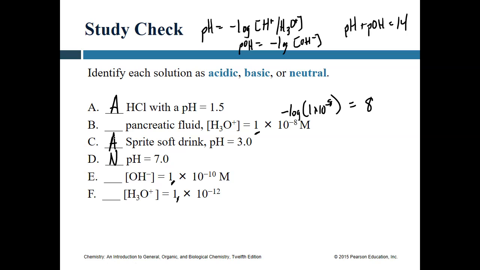So this is a pH of 8. A pH of 8 would be basic. Using the same kind of logic for letter F, we've got a pH of 12. So that would be basic. For letter E, here's where we can get a little bit tripped up. This is hydroxide concentration, not H plus. So that means that the pOH is 10. And since pH and pOH add up to 14, the pH is going to be 14 minus 10 or 4. So this is an acid.